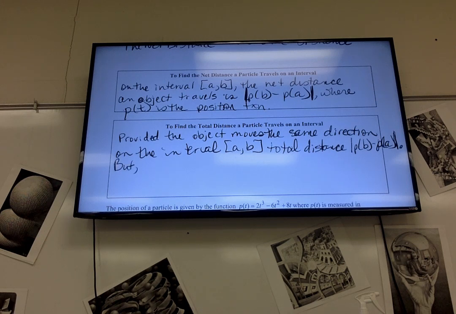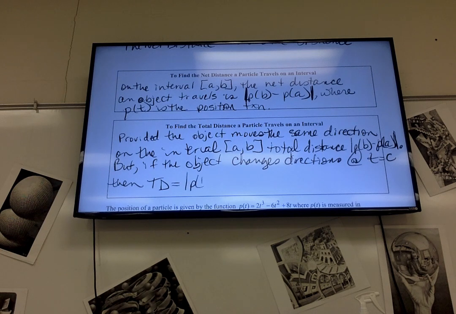But if the object changes directions at, we'll say, T equals C, then the total distance is P of C minus P of A plus P of B minus P of C.